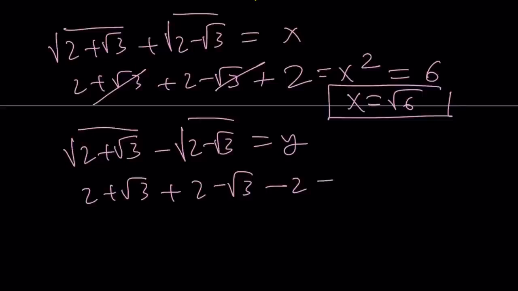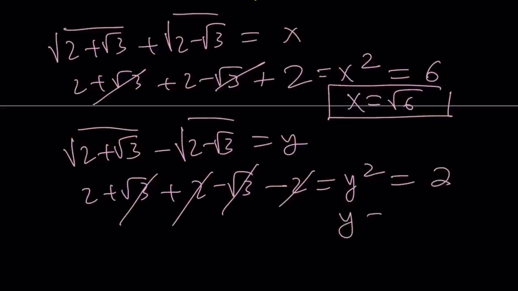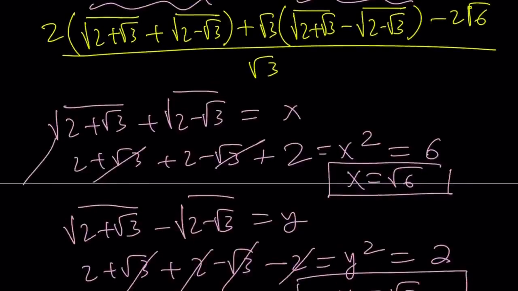All right, that equals y squared. The 2's cancel out, the root 3's cancel out. We only end up with 2. So from here, y squared equals 2 and y equals square root of 2. So we got the value of the difference and the sum, these two things.